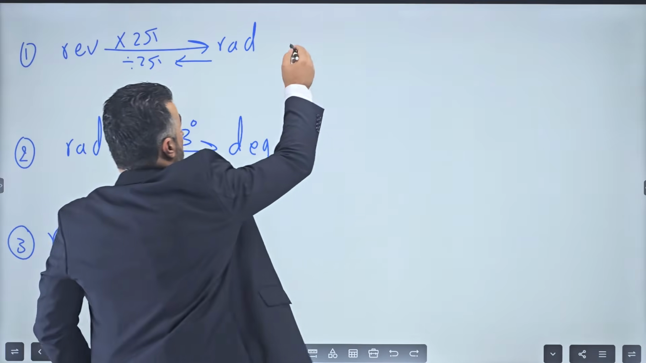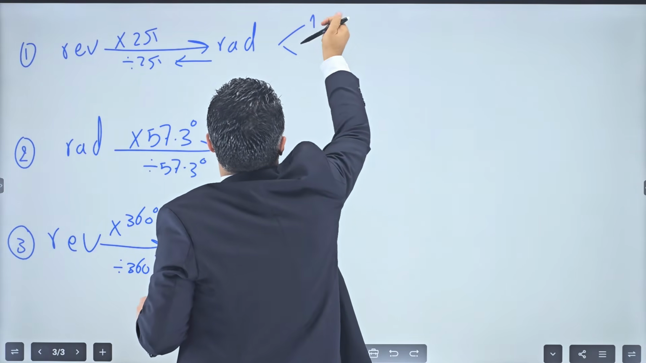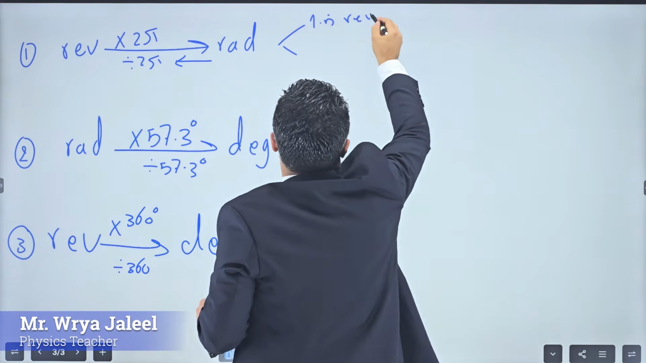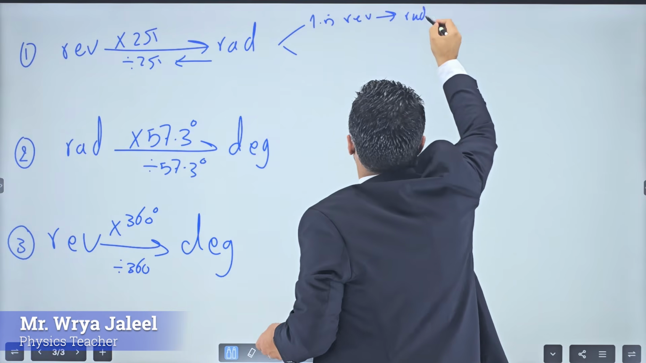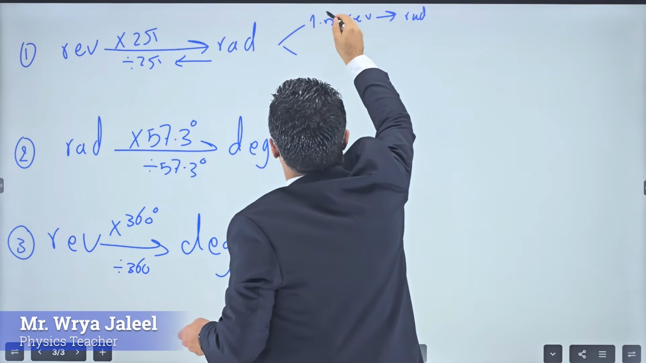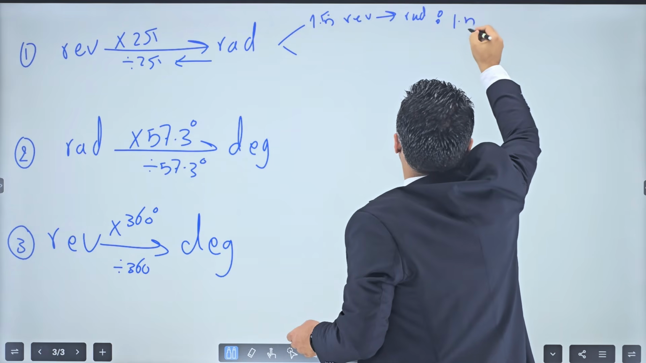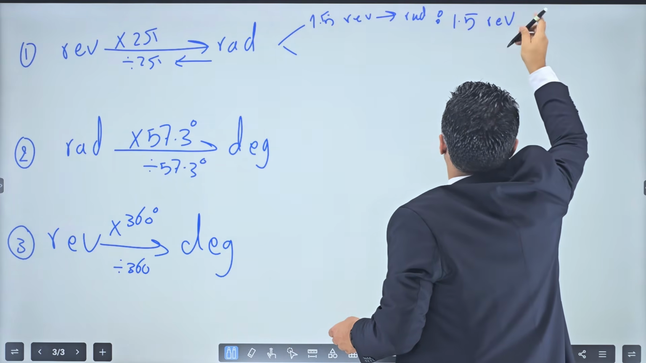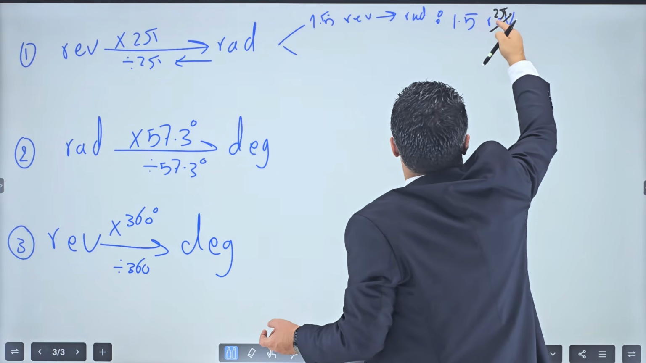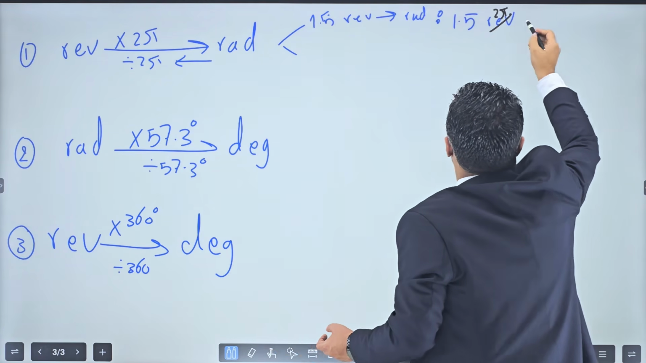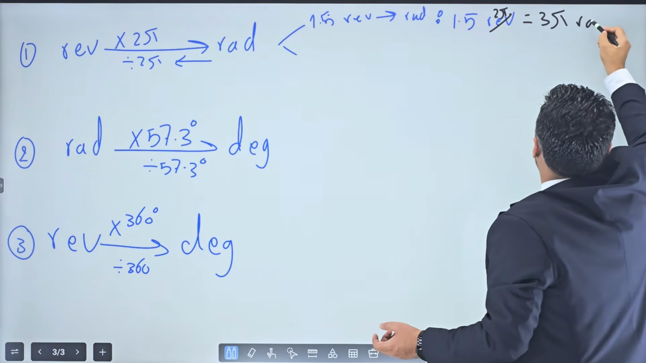Let me give you 2 examples here. Let's say we're trying to convert 1.5 rev to radian. All you have to do is this: 1.5, and instead of this rev, didn't we say every rev is 2 pi? Just write 2 pi instead of the rev here. So 1.5 times 2 pi, that is going to be what? 3 pi radian, and that's it.